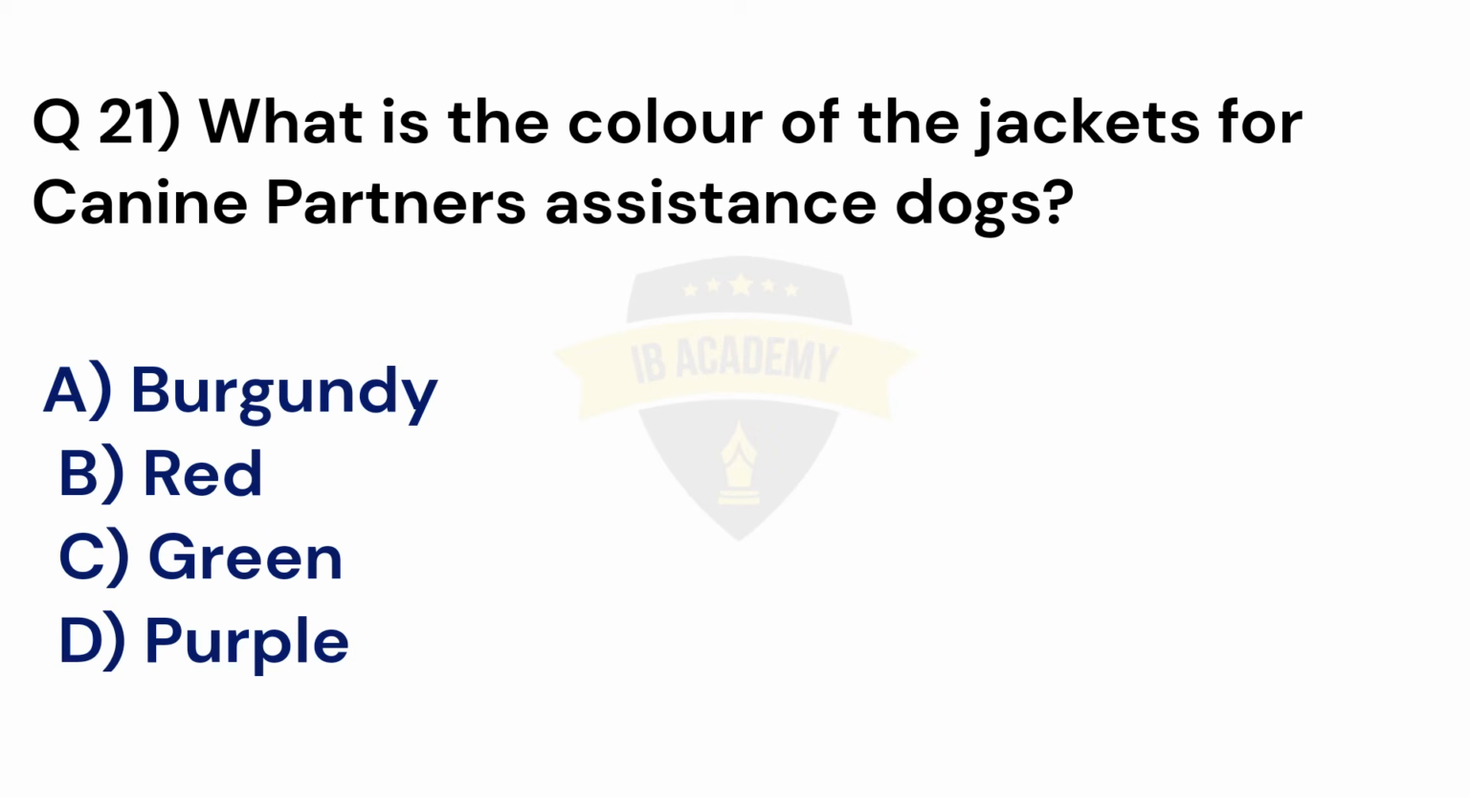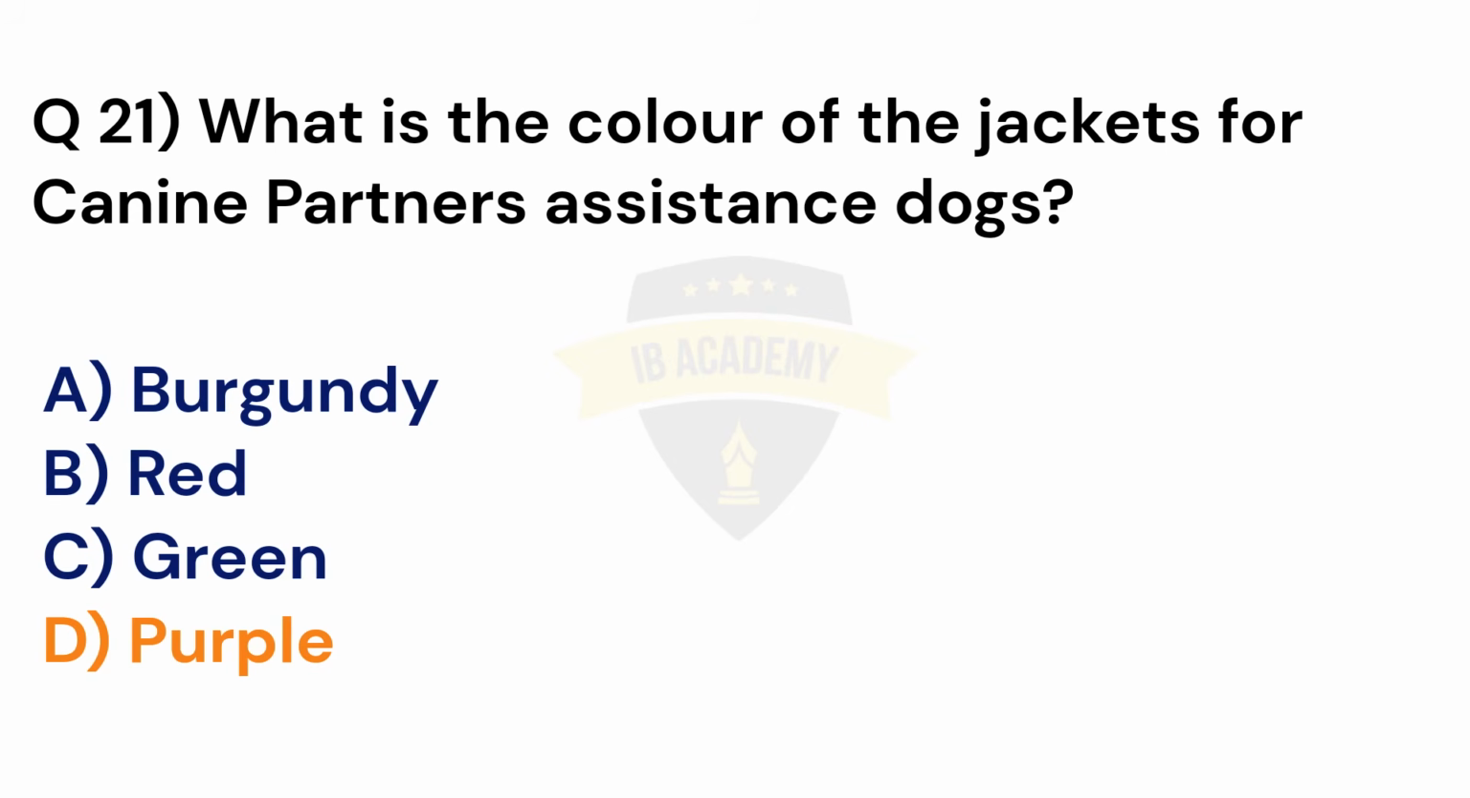Question 21. What is the color of the jackets for Canine Partners assistance dogs? Option A. Burgundy. Option B. Red. Option C. Green. Option D. Purple. The correct answer is option D. Canine Partners assistance dogs wear purple jackets.